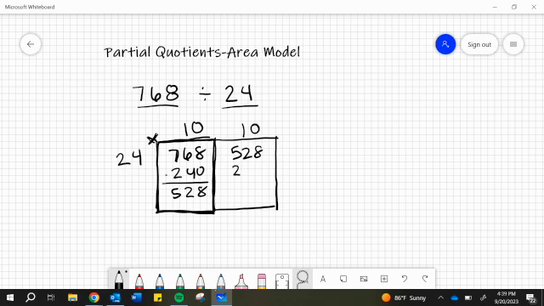24 times 10 gives me 240. Okay, I'm going to subtract. I get 8. I have to borrow from my 5.